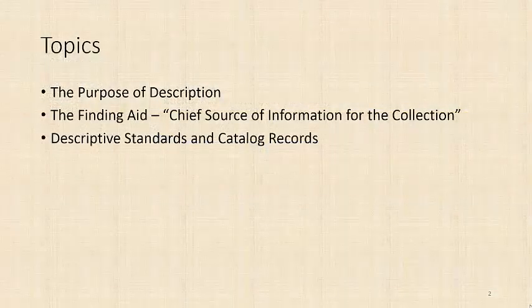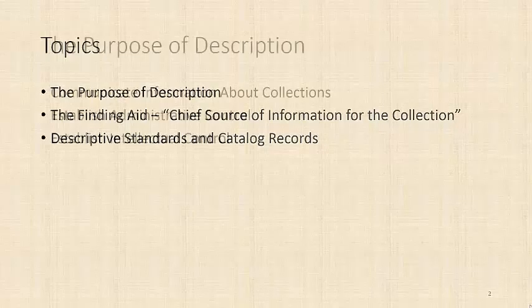We'll cover three main topics, that is, components of an integrated descriptive system. First, we'll talk about the purpose of description. Then we'll talk about the finding aid, which is the chief source of information for the collection. Then we'll talk about both descriptive standards and catalog records.